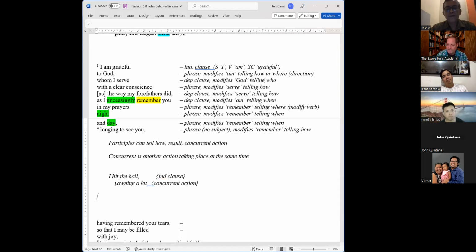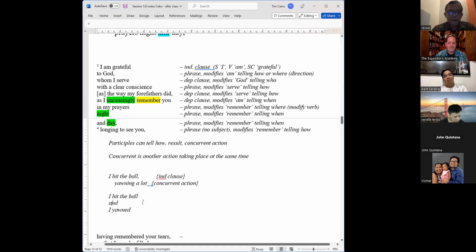Now, did somebody yawn? So I could have said, I hit the ball and I yawned. Now, what have I done here? These are two concurrent actions, but they are of equal importance because I use that conjunction and. So I'm making two statements, two points. I hit the ball, point number one, and I yawned, point number two, both of equal importance.